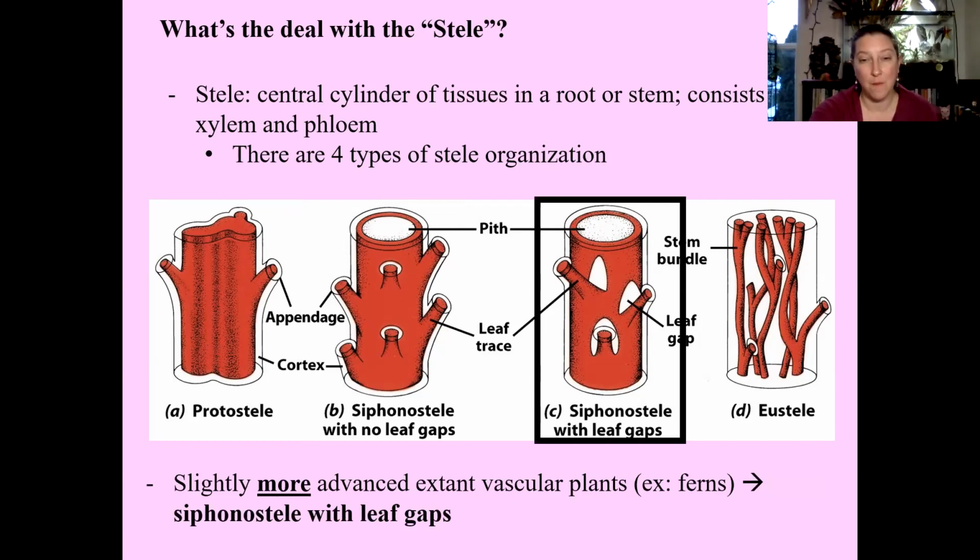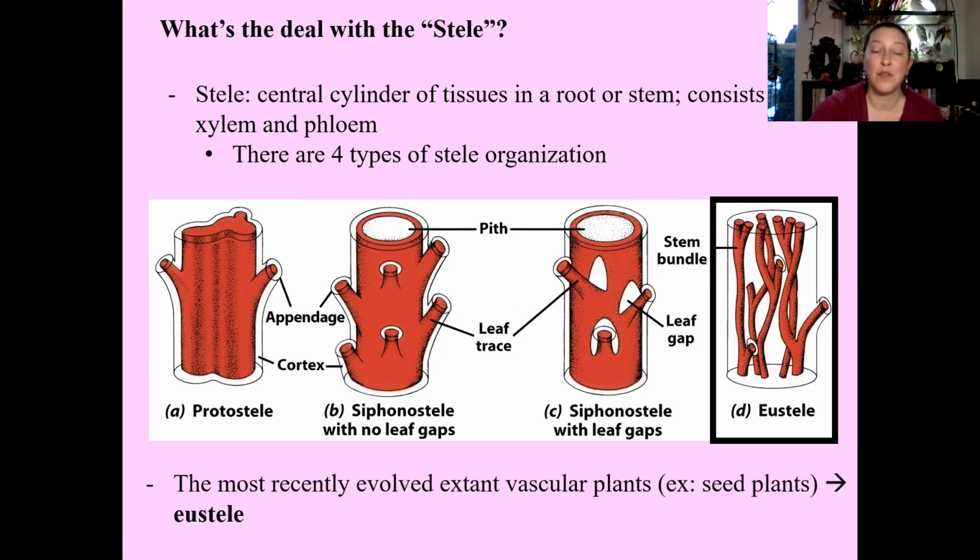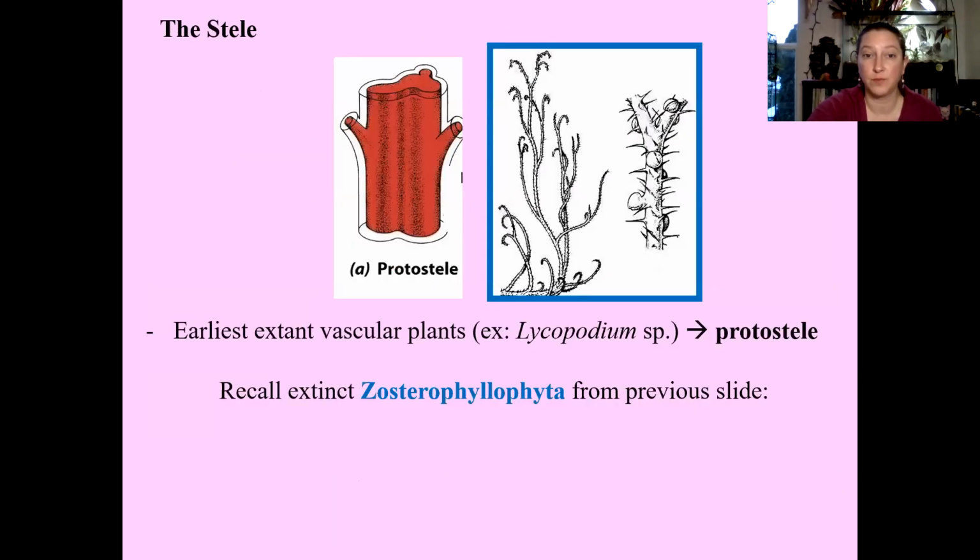And then we get a little bit more advanced in the ferns, which we'll cover in a few lectures from now, that have siphonostele with leaf gaps. And then the most recently evolved plants, which are the seed plants, all the seed plants have a eustele. All right. So earliest vascular plants, for example, Lycopodium, have a eustele.